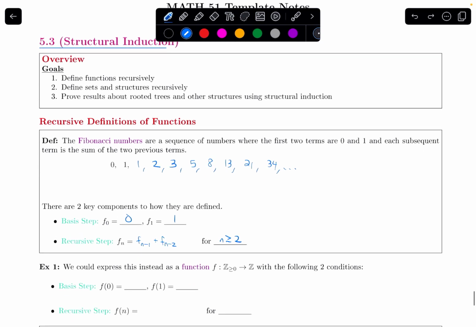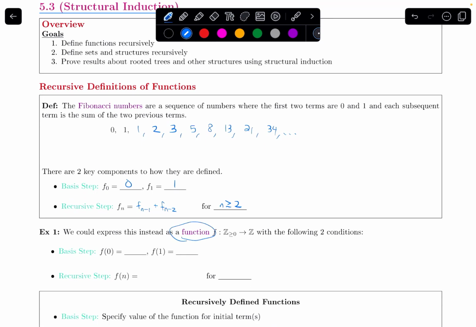So I could also express this instead as a function where the domain is non-negative integers and the output, the codomain, is the integers, with the two conditions written this way. Now my basis step would use function notation. So f of 0 is 0, and then f of 1 is 1, rather than this sequence notation. And then now I'm going to use function notation for the recursive step. So f of n equals f of n minus 1 plus f of n minus 2. And that applies for n greater than or equal to 2.